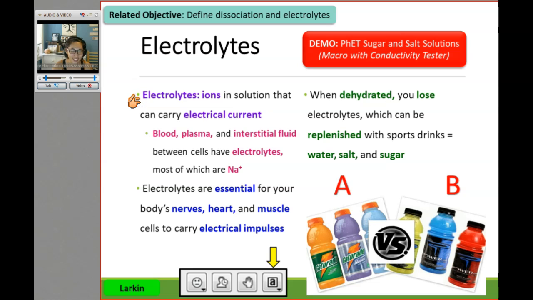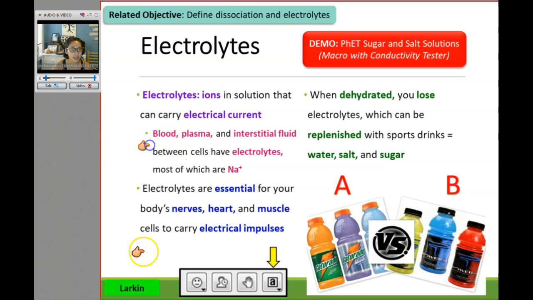So electrolytes, you often hear in terms of sports drinks, but you need to understand why electrolytes are important to you as a person. Remember, electrolytes, we were just talking about ions. Electrolytes are defined as ions in solution that can carry electrical current. Just like we just saw with our sugar and salt solutions, that salt allows you to carry electrical current through water. That's why the light lit up.